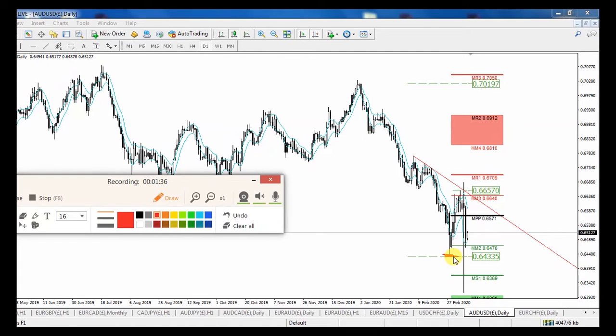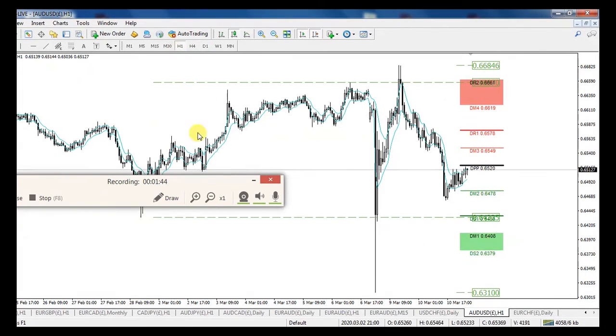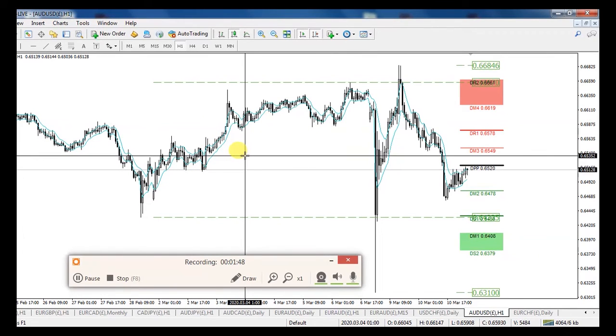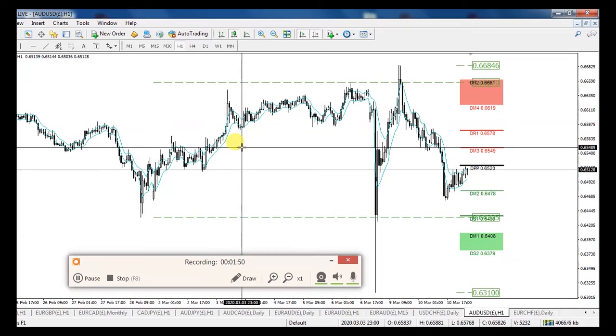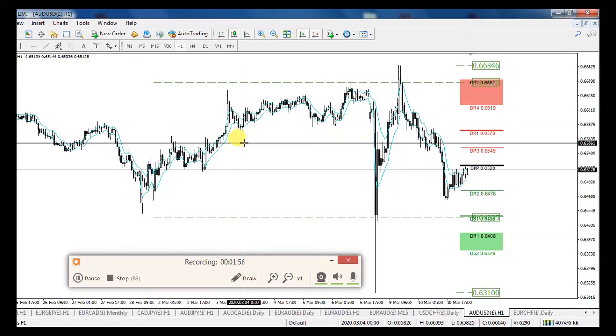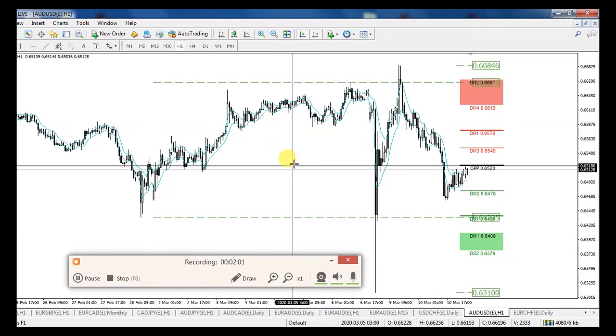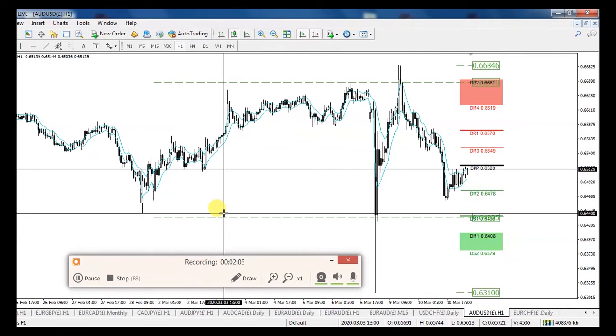So that could be a target: 64.30, call it 64.35, around that zone. If you get onto that 65.35 with a stop of about 20 pips, you can run it down to, actually this one could be first, 64.40.